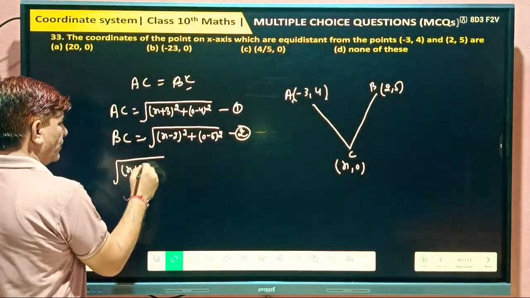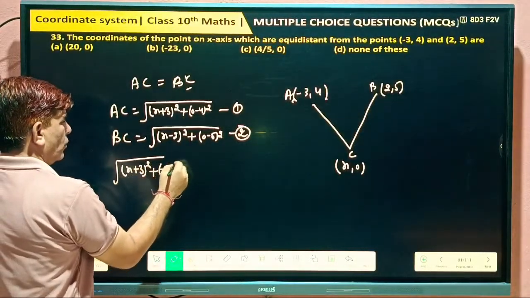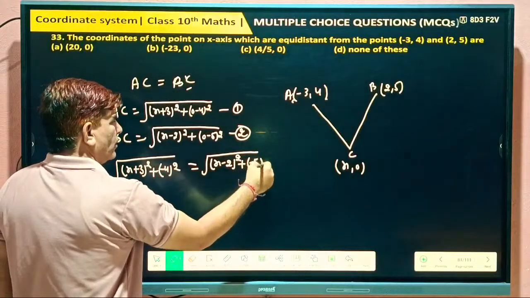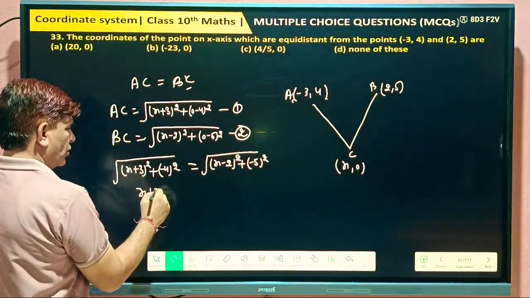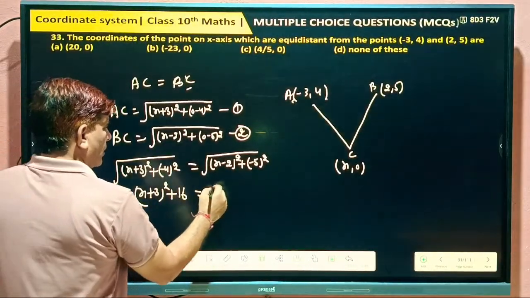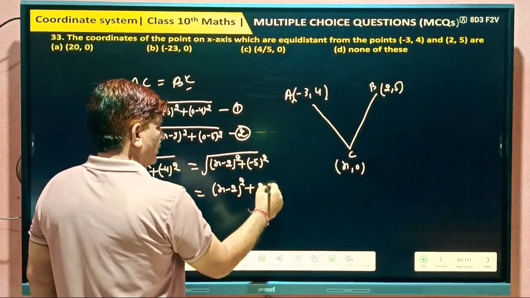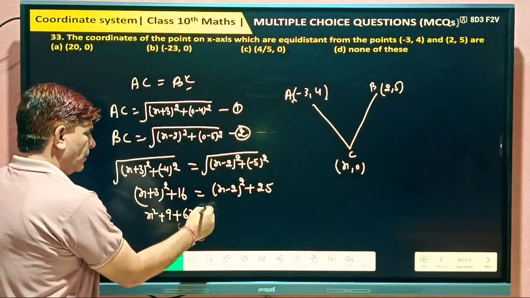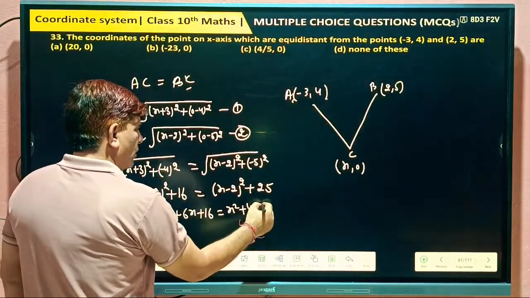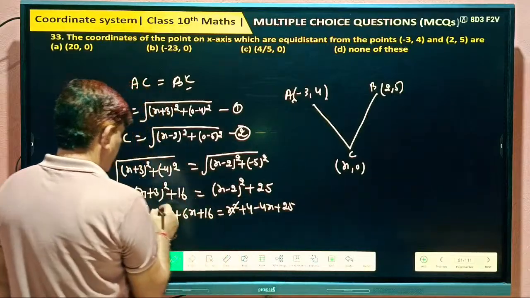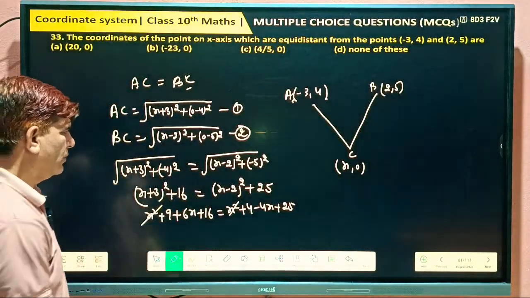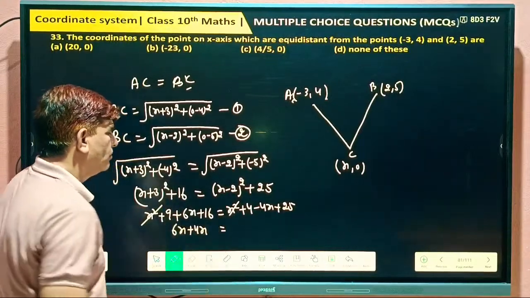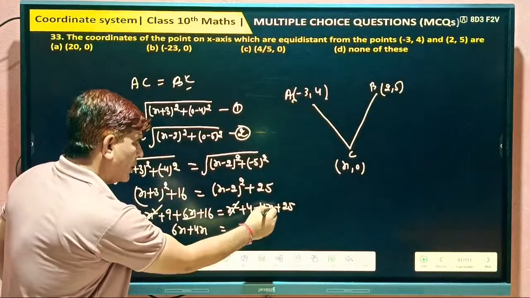So under the root (x plus 3) whole squared plus (minus 4) whole squared is equal to under the root (x minus 2) whole squared plus (minus 5) whole squared. Squaring both sides: (x plus 3) whole squared plus 16 equals (x minus 2) whole squared plus 25. Got it? x squared plus 9 plus 6x plus 16 equals x squared plus 4 minus 4x plus 25. The x squared cancels. 9 plus 16 is 25. Bring x to this side: 6x plus 4x.